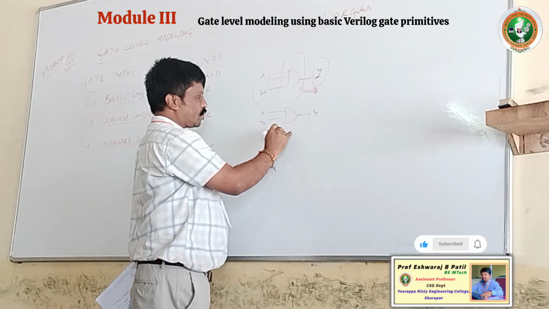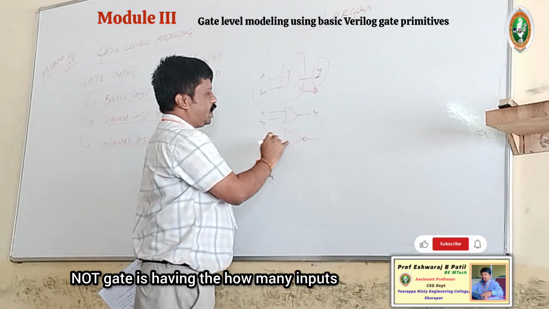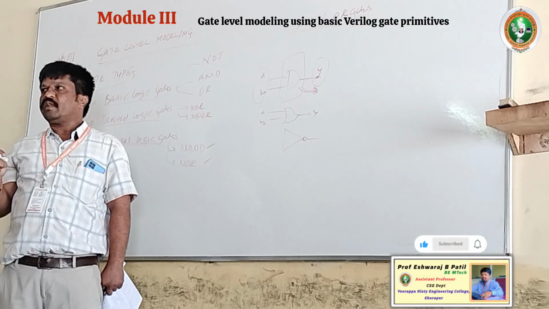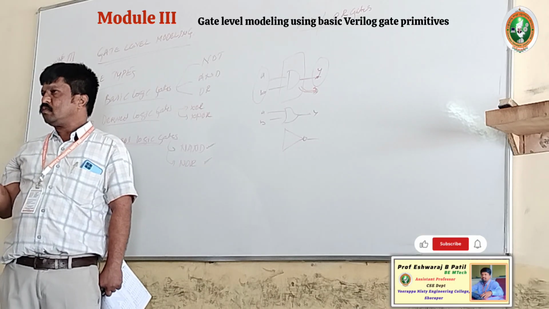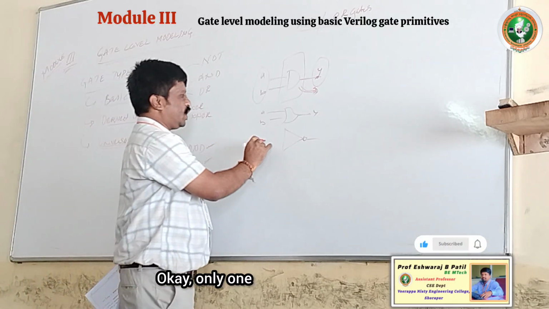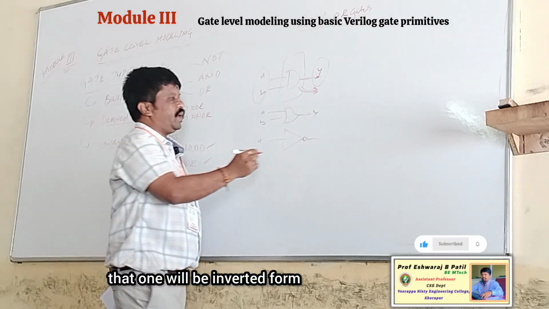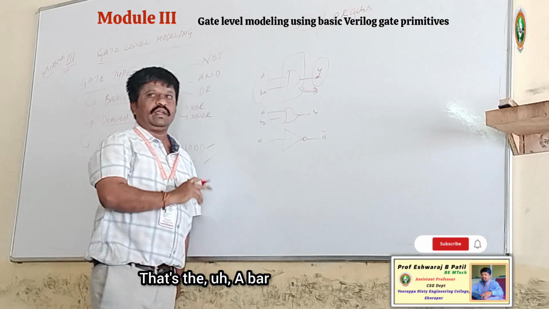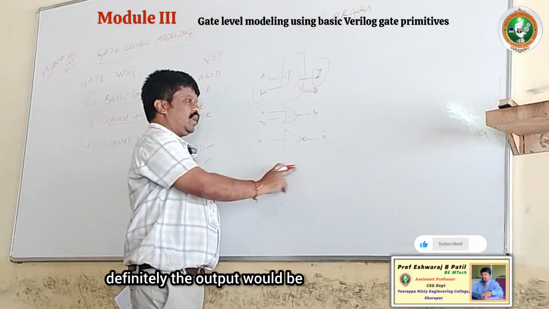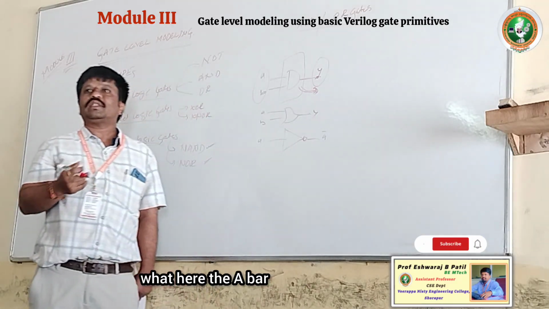NOT gate. How many inputs does a NOT gate have? 2 or 3? Only one, okay, only one. This is what we call the inverter, so whatever input you have, that will be inverted. That's A bar. If I have the input as A, definitely the output would be A bar. That's the inversion.